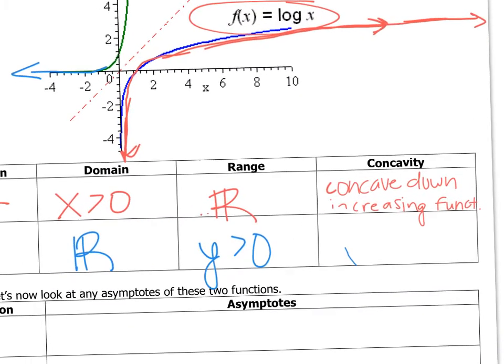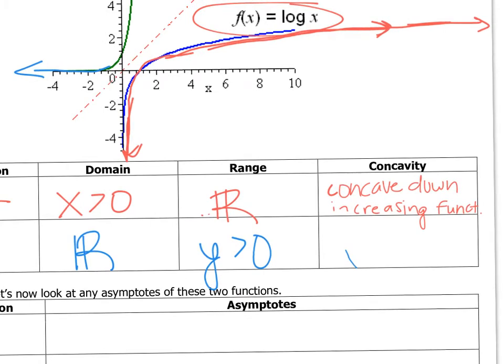Our y equals 10 to the x function is always also increasing, but it is concave up.